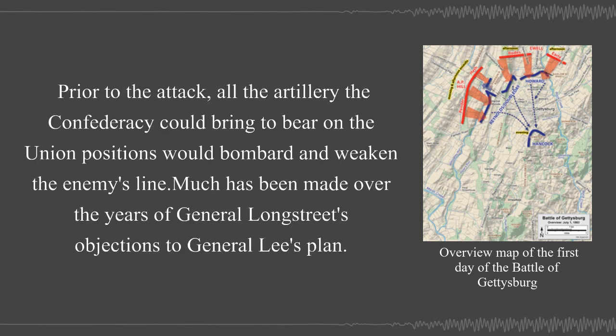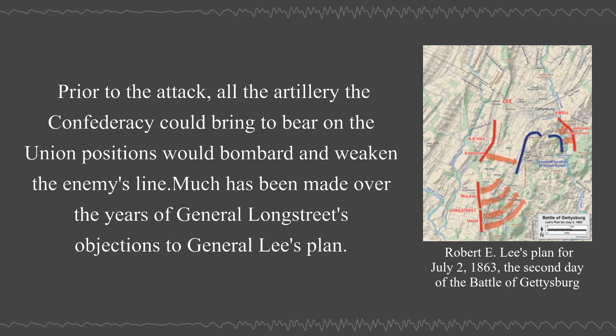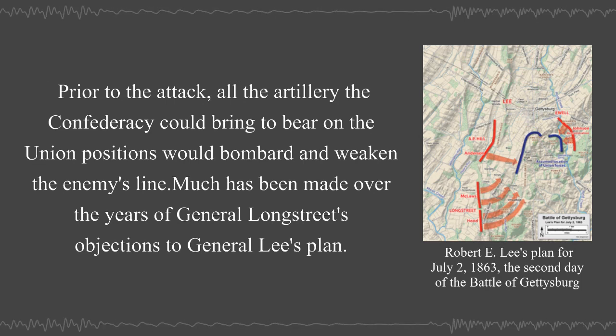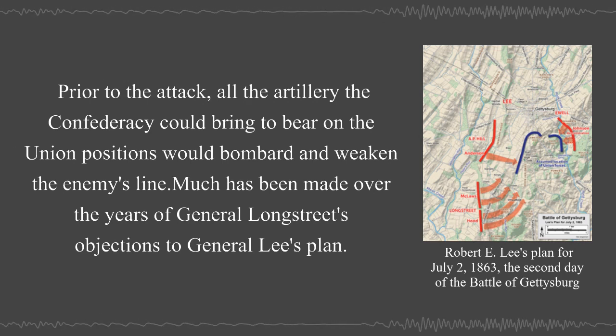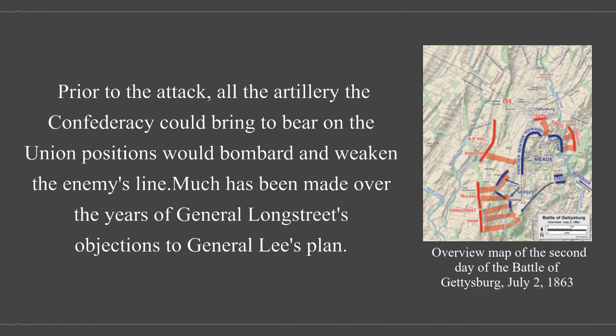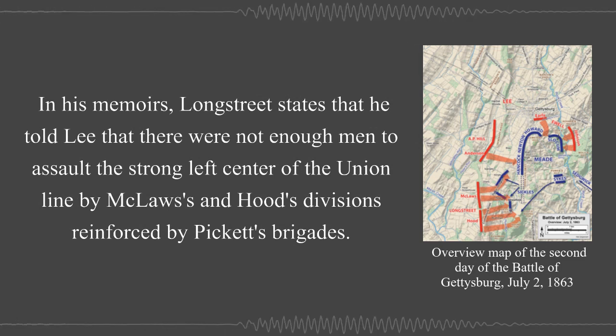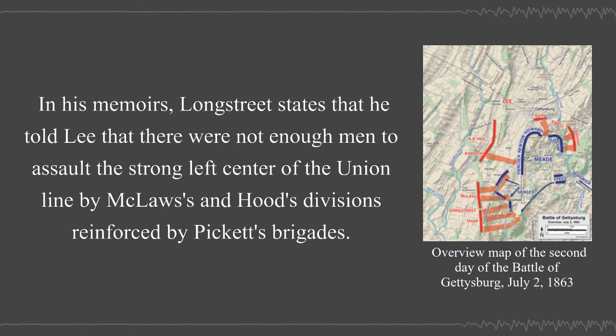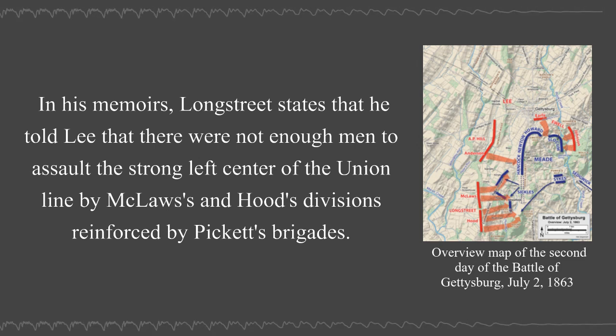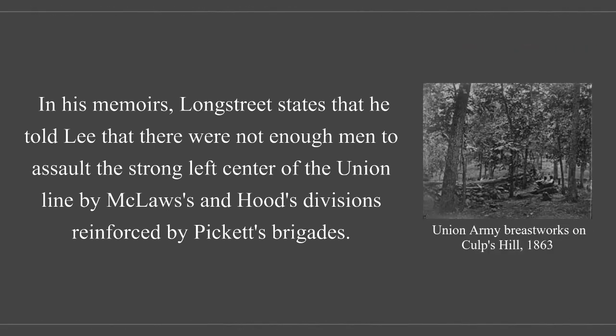Prior to the attack, all the artillery the Confederacy could bring to bear on the Union positions would bombard and weaken the enemy's line. Much has been made over the years of General Longstreet's objections to General Lee's plan. In his memoirs, Longstreet states that he told Lee that there were not enough men to assault the strong left center of the Union line by McLaws' and Hood's divisions, reinforced by Pickett's brigades.